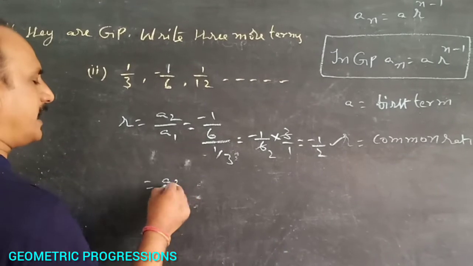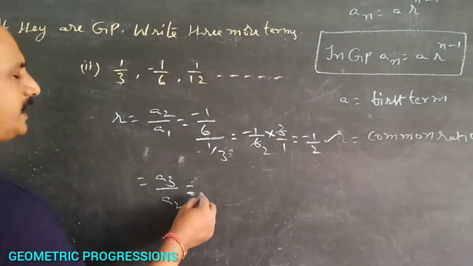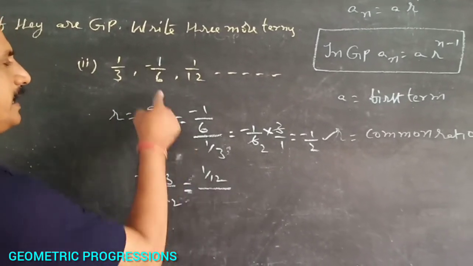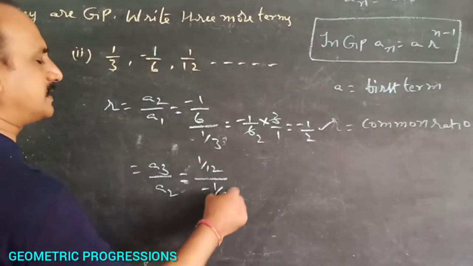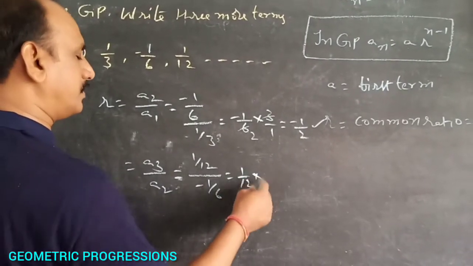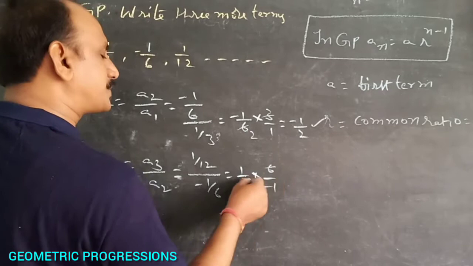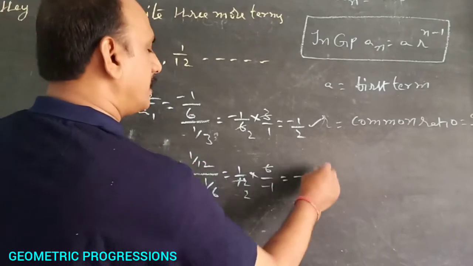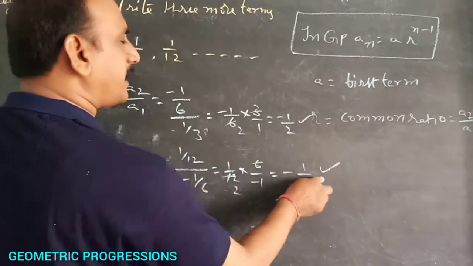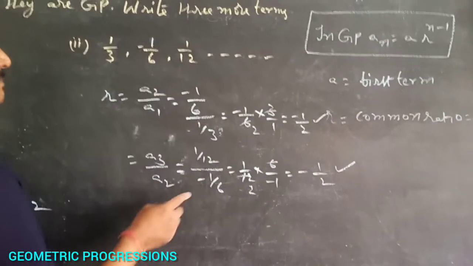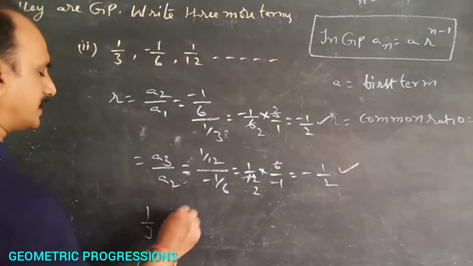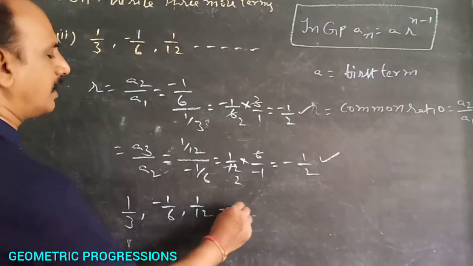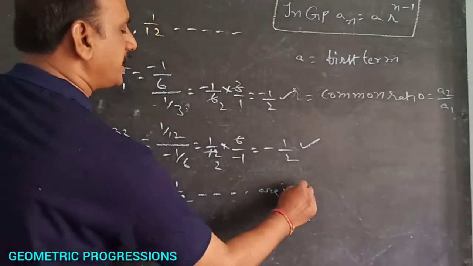Then A3 by A2. What is A3? 1 by 12 by A2 value minus 1 by 6. That is equal to 1 by 12 into 6 by minus 1. 6 2s are 12. Here plus into minus, minus 1 by 2. Common ratio is same. So these progressions are in GP. 1 by 3, minus 1 by 6, 1 by 12 and so on are in GP.